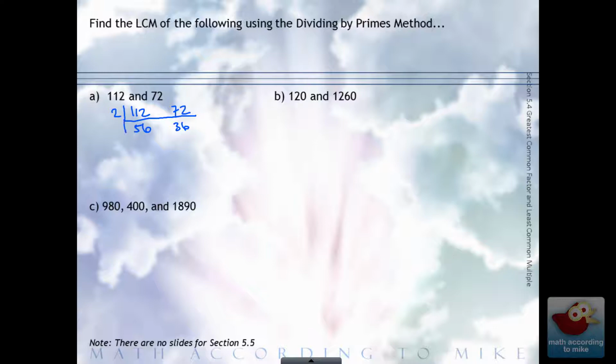We can use 2 again, because both of these numbers are even. We get 28 and 18. And guess what? We can use 2 again to get 14 and 9. 14 and 9 are relatively prime, so we stop.